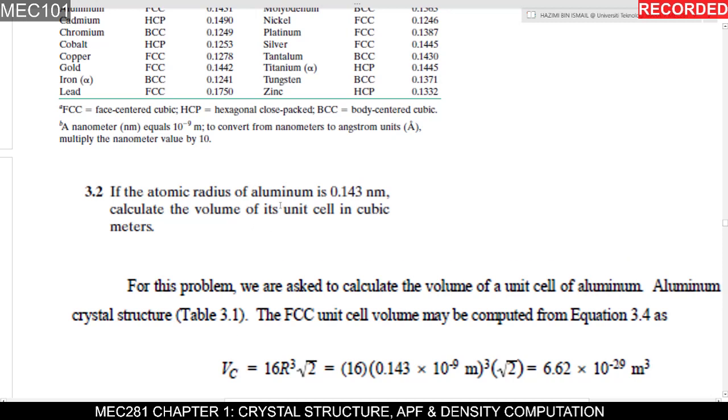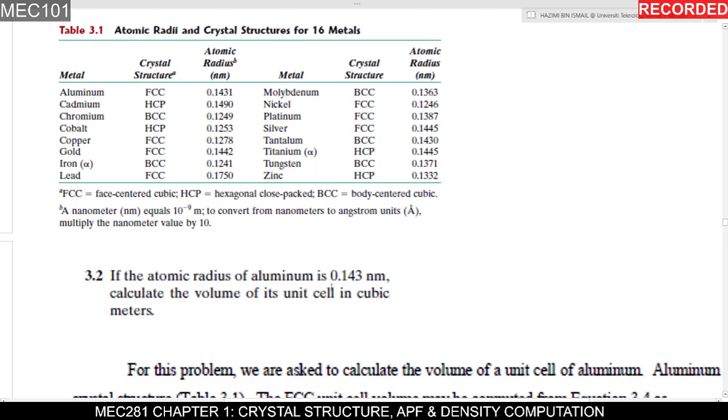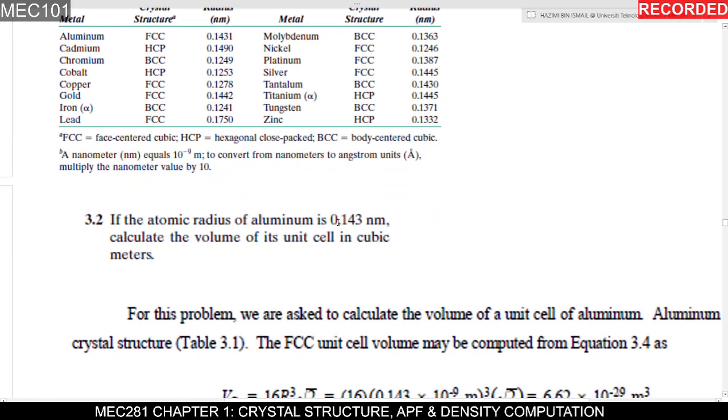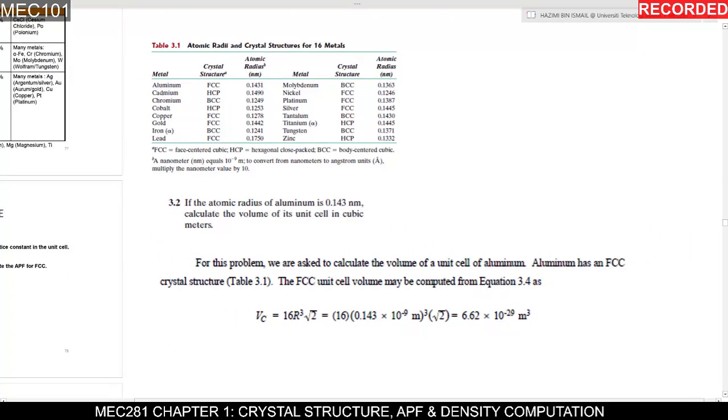If the atomic radius of aluminum is 0.143 nanometer, okay, if the question is not giving the value of the radius, you can find it in the table here, but since it is given in the question, you have to use the value here, 0.143 nanometer. Calculate the volume of its unit cell in cubic meter. So the question wants you to find the volume of its unit cell. Okay, so how to calculate this?